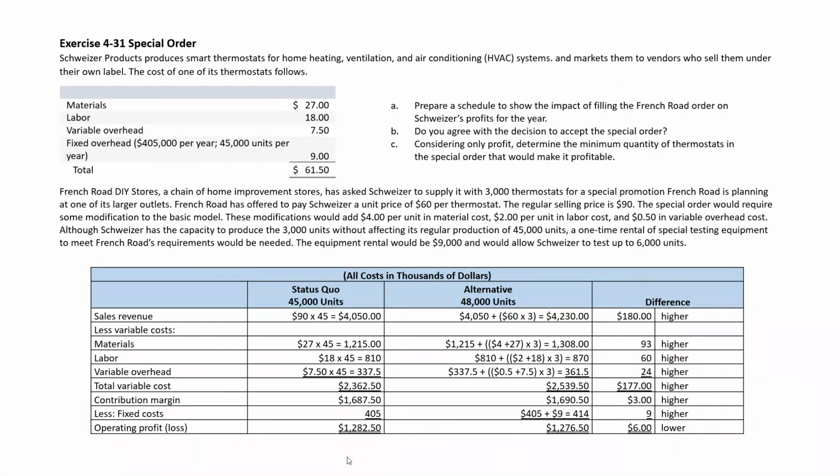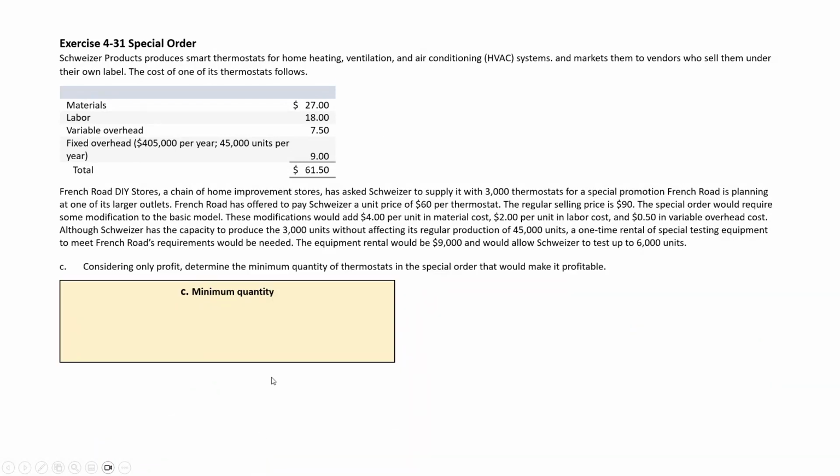Can we go back and negotiate with this particular customer? So let's take a look at that. At the price that they're willing to pay of $60 for a thermostat, maybe we can say, hey, there's a minimum quantity. Can we boost up that quantity? So let's explore that. Looking at the minimum quantity would just be a special application of break even, and we're only focused on the additional cost and revenues related to those 3,000 units.